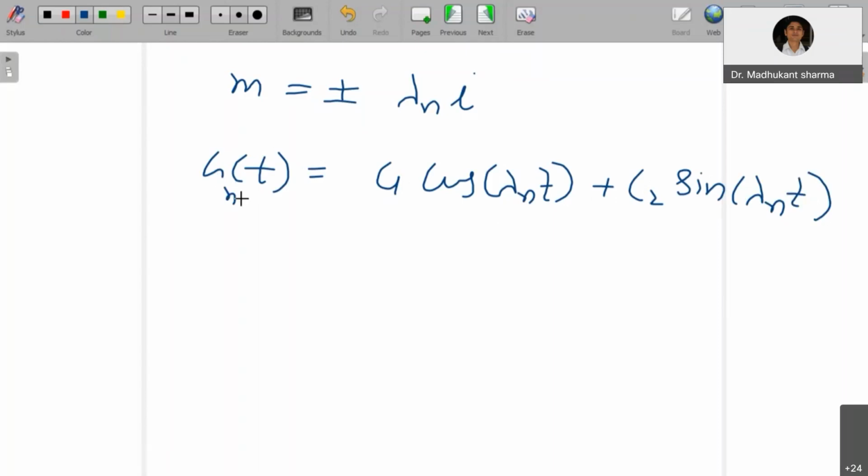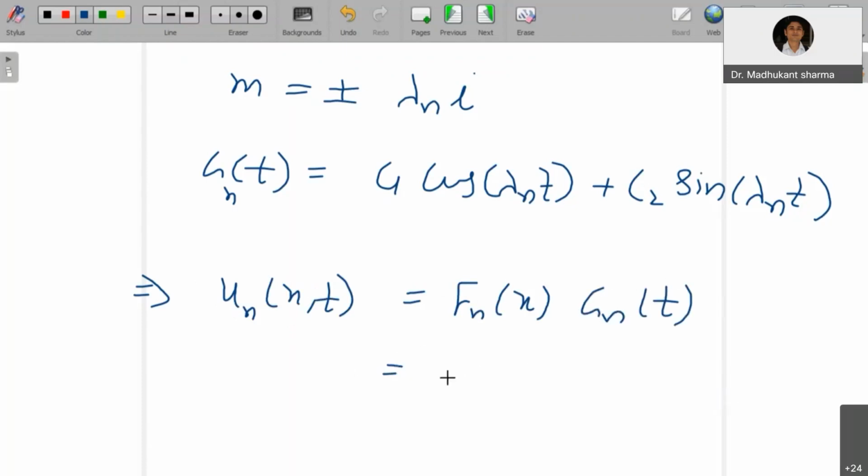So far we have not used those initial conditions. u(x,0) is f(x), and u_t(x,0) is g(x). Okay, so that we have not seen. So therefore, what we have obtained? We have obtained infinitely many solutions u_n(x,t) as the product of f_n(x) into g_n(t).